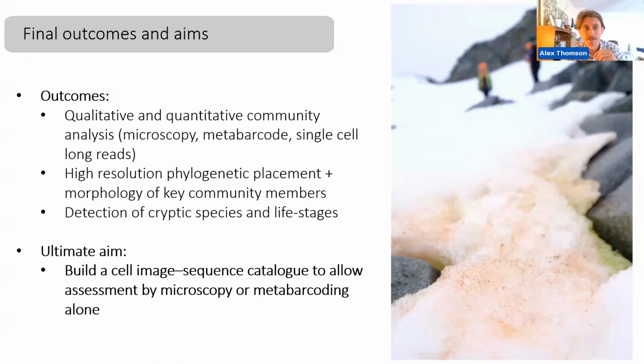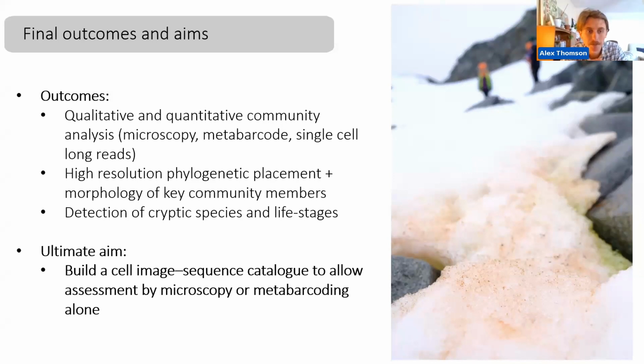And so this is the final outcome. You have this qualitative and quantitative community analysis from the combination. Ideally, you have a high resolution phylogenetic placement of all of the key members of your community, so you're able to identify them at a species level if possible. You also have the morphology of the key community members, so you're able to do things like trait analysis across an ecological gradient or survey. And you have a high level of detection of these cryptic species and life stages.